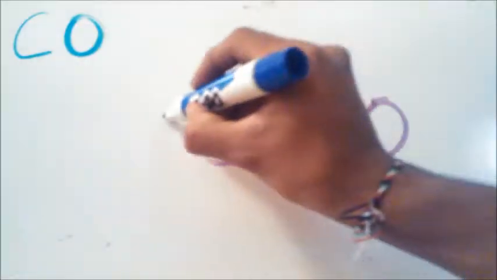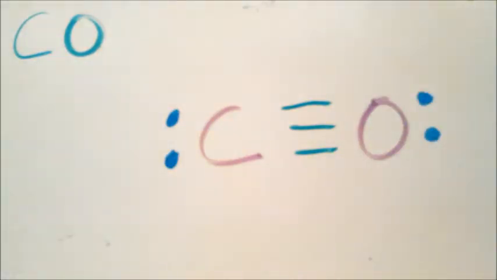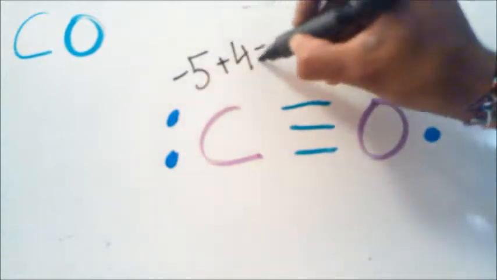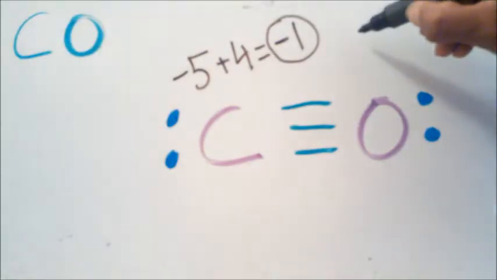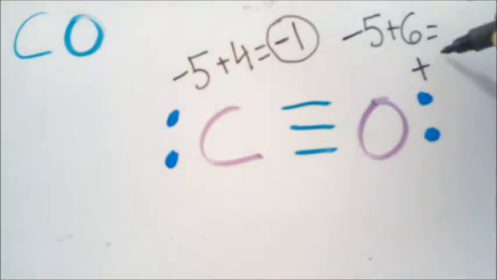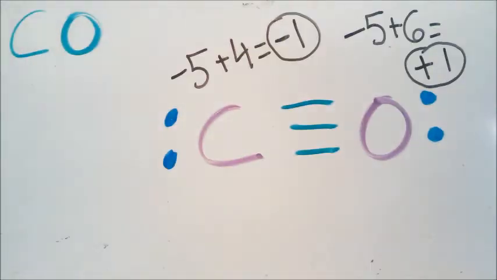After the bonding, let's look at each atom's formal charge. Carbon usually has a charge of +4, but in this case it's -5, leaving it with a formal charge of -1. Oxygen could potentially have a +6 charge, but in this case it's -5, leaving it with a formal charge of +1.